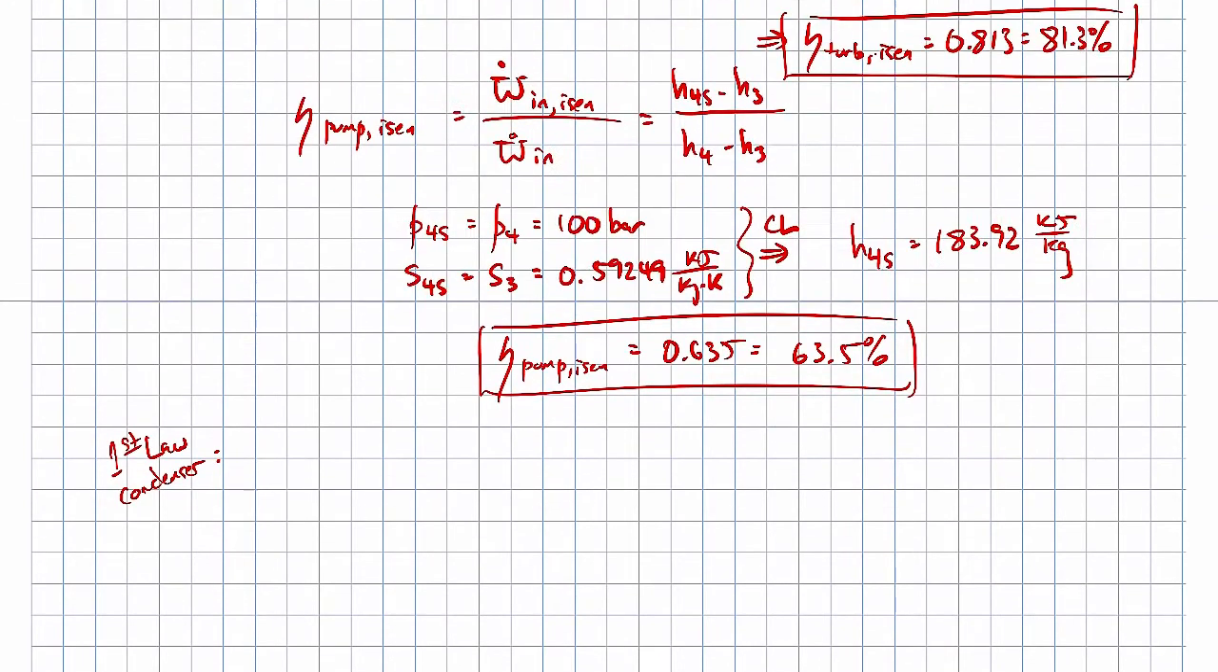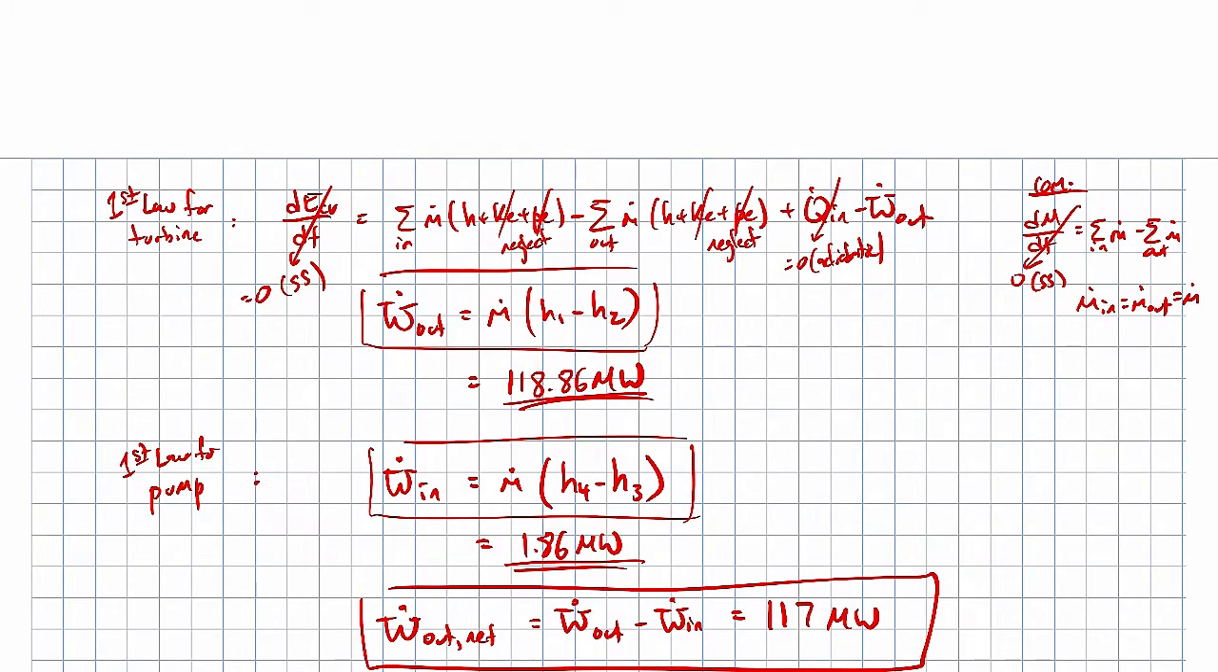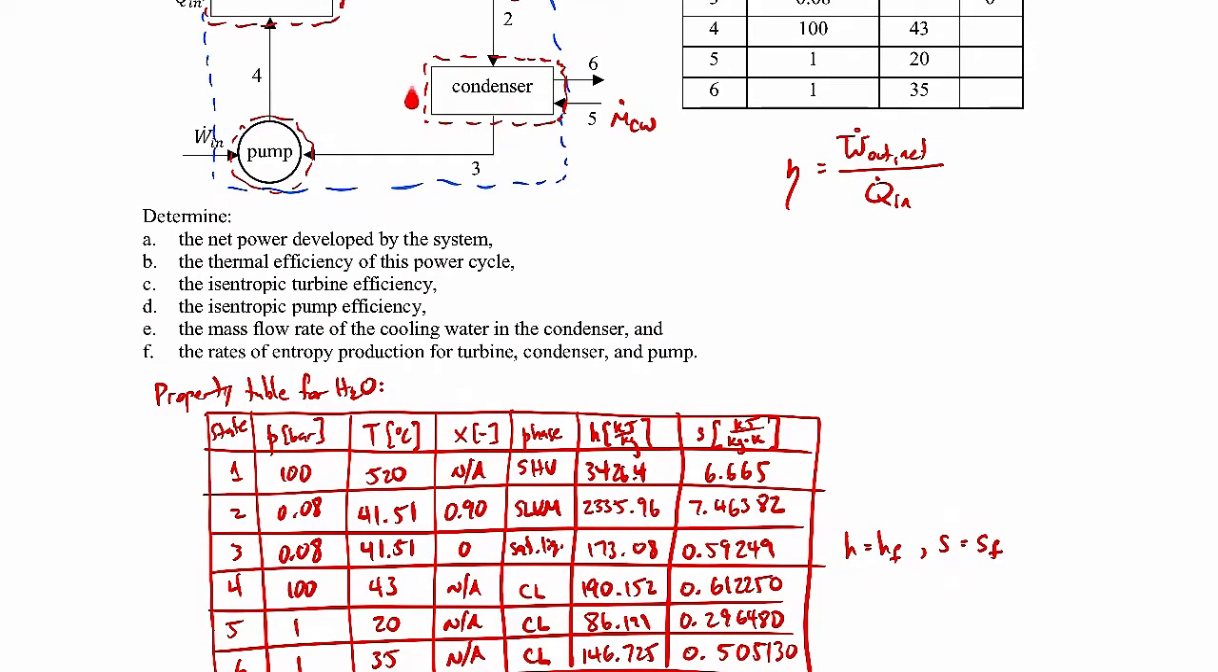Let me go back up to my expression for the first law that we started with way up here. So we'll still have the same first law expression. It'll still be steady state, so the left-hand side is 0. There's no heat transfer across this control volume. Let me go back up to the picture. There's no heat transfer across this control volume.